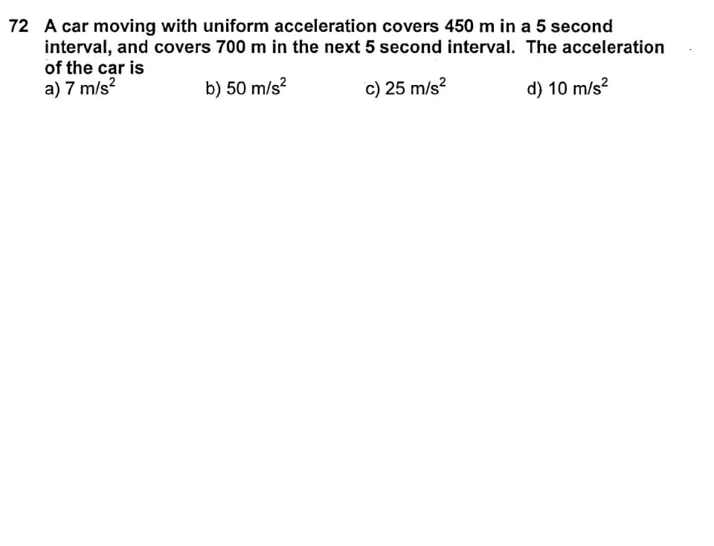A car moving with uniform acceleration covers 450 meter in a 5 second interval and covers 700 meter in the next 5 second interval. The acceleration of the car is how much? Uniform acceleration, first it covers s1 equal to 450 meter, t1 is 5 second. In the next 5 second interval, s2 will be 700 plus 450, it's 1150 meter, and t2 is 5 plus 5, total 10 second.